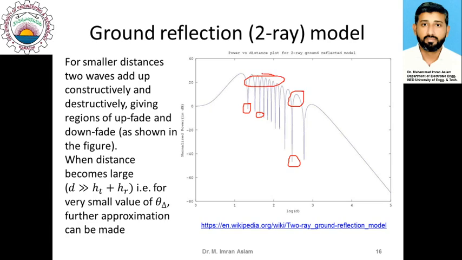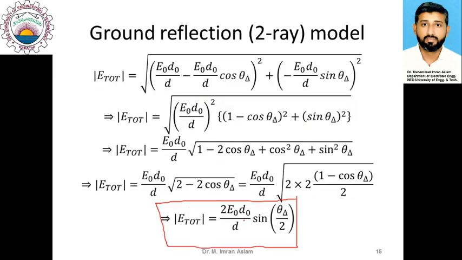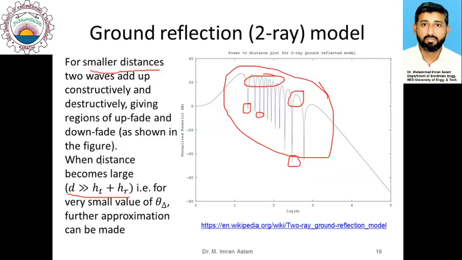However, this phenomenon is observable only at smaller distances. It's only for small values of distance that you would see this. But for typical cases, we have d much larger than h t, h r, or even some of these two values. In that case, we can further approximate the previous expression. We will discuss the further approximation in our next lecture. Having larger distance means the phase difference would be much smaller, and we would be able to make some approximations to calculate the received power.